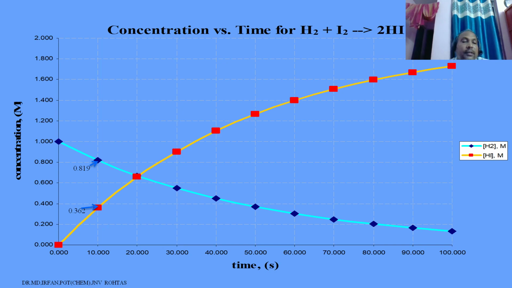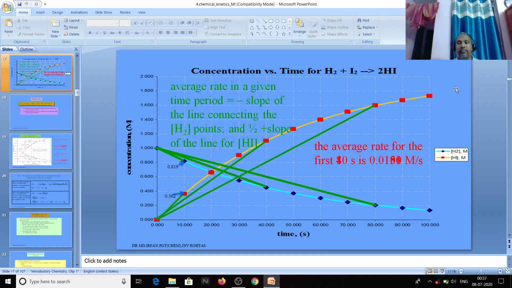आइए हम लोग देखते हैं concentration versus time for hydrogen and iodine, which combines to form 2 molecules of hydrogen iodide. Now this portion I will teach you tomorrow at 7 a.m.